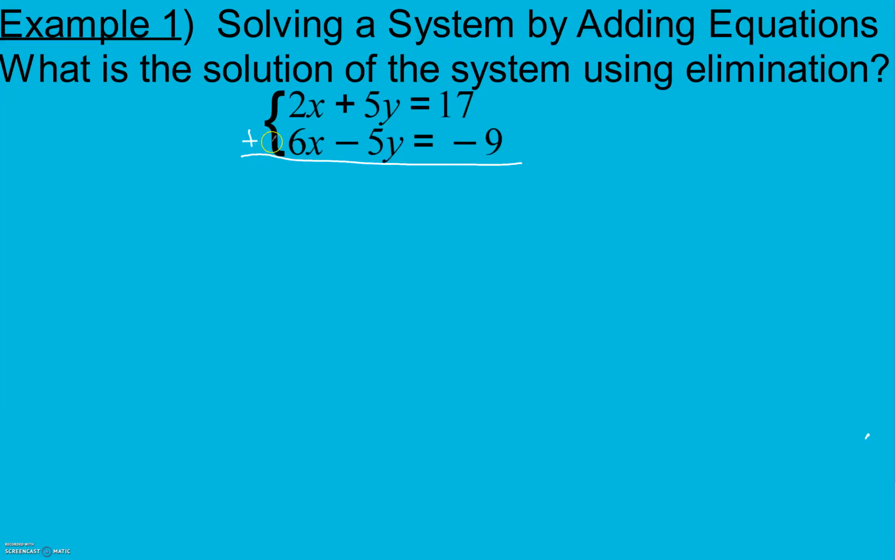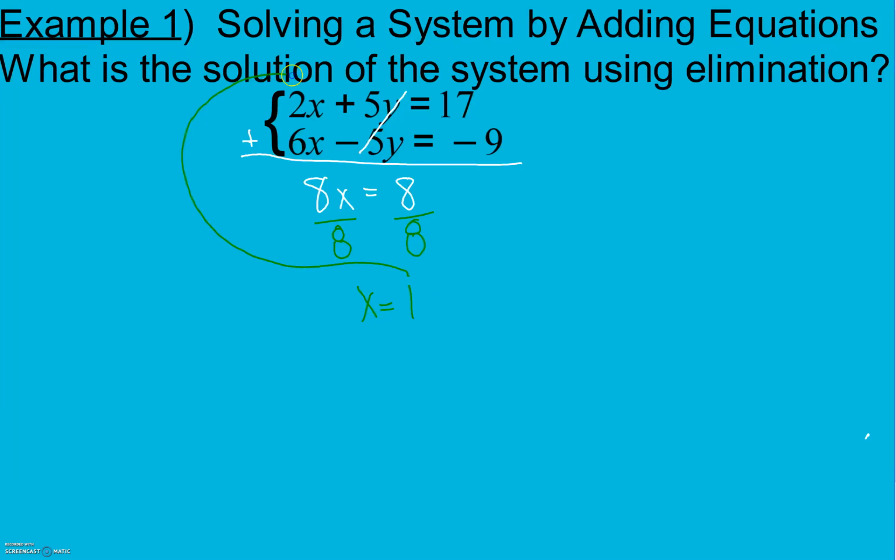positive 5y plus negative 5y just gives me 0y's. So 2x plus 6x gives me 8x. 17 plus negative 19 gives me 8. We can solve for our x by dividing, and I get x equals 1. And just like in our last few sections, when we're solving systems, we're not done once we have one variable. We have to find both.